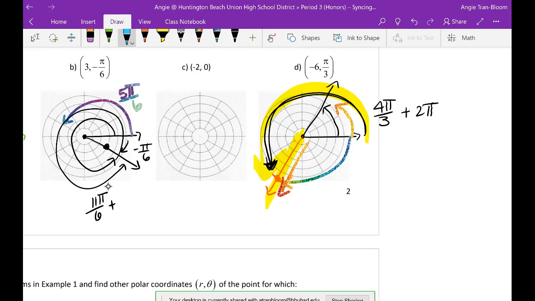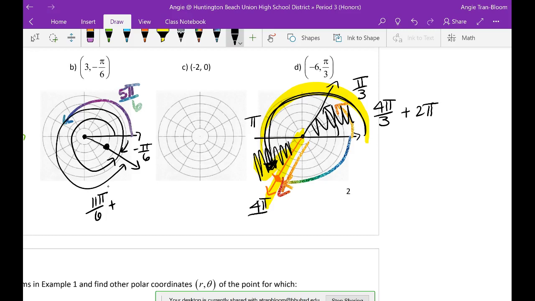So how big was that? 7? Remember, this is a pi, right? This angle, we drew it out earlier in the notes, that was pi over 3. So what was this angle? So if this is pi over 3, okay, so from here, here's 4 pi over 3. Are you okay with that?